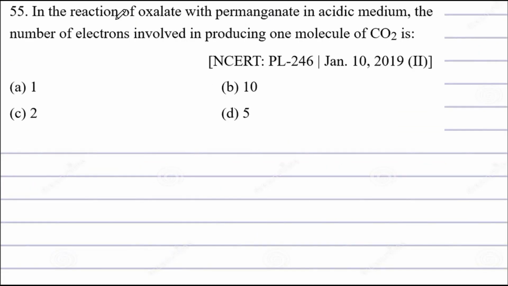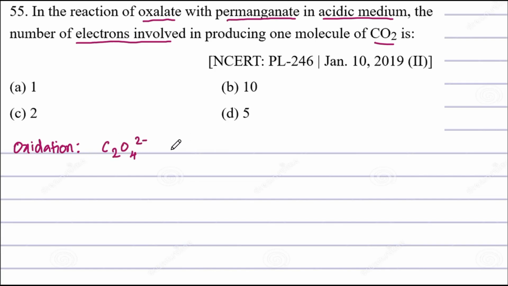Next question is, in the reaction of oxalate with permanganate in acidic medium, the number of electrons involved in producing one molecule of CO2. So permanganate ions will act as oxidizing agent to oxidize oxalate ion to carbon dioxide. So let us see the oxidation half reaction. Already we saw this 2 or 3 times. So the oxidation of oxalate C2O4 2 minus into carbon dioxide. The oxidation state of carbon in C2O4 2 minus is plus 3. The oxidation state of carbon in CO2 is plus 4.